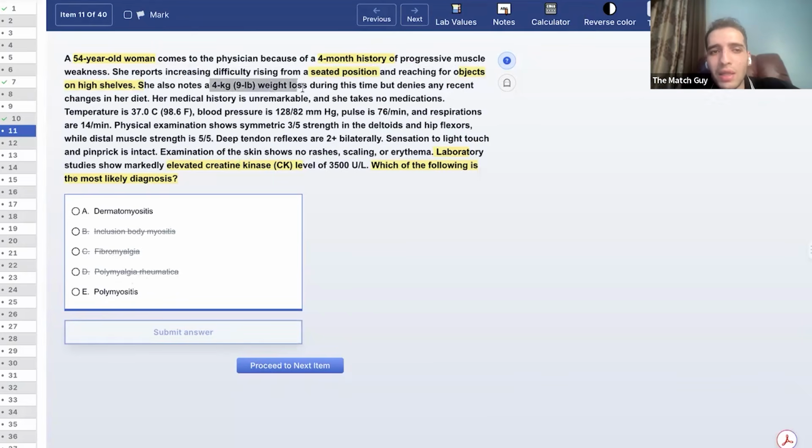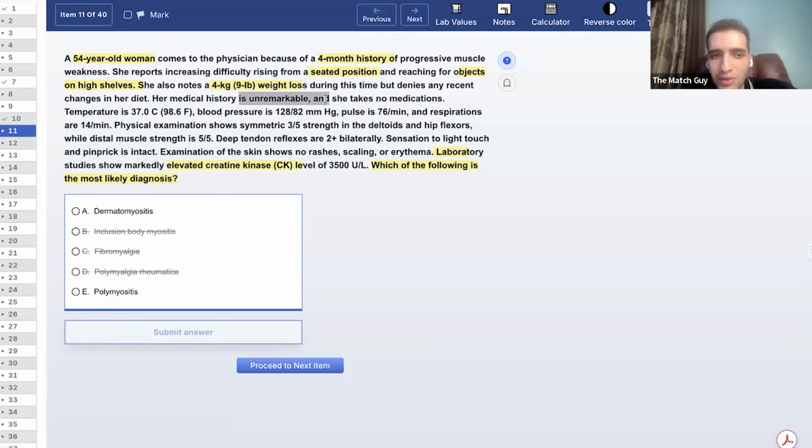She also notes a weight loss. Guys, when you hear weight loss, it has different causes. All of them happen from inflammation. Weight loss usually happens from inflammation. This inflammation can be from a tumor, that's why tumors can cause weight loss. This inflammation can be from an autoimmune condition like polymyositis, dermatomyositis. Okay, so weight loss can happen from inflammation in general. So she had weight loss during this time, but denies any recent changes in her diet.